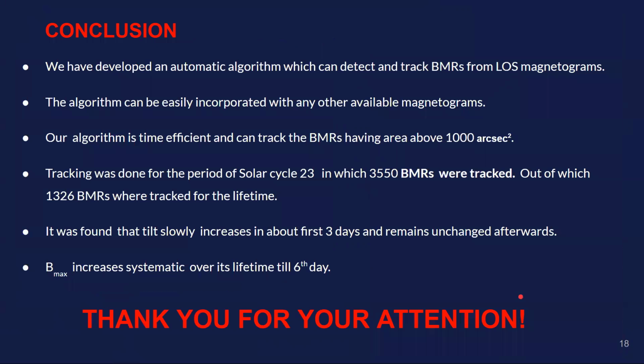So, to conclude, we have developed an algorithm that can automatically detect and track the BMRs from line of sight magnetograms. The algorithm is time efficient and can track the BMRs with an area above 1000 arc-second square. And the algorithm can be easily incorporated into any other available magnetograms. We have successfully run our algorithm for solar cycle 23, and we have identified and tracked 3,550 BMRs, out of which 1,326 BMRs were tracked for their lifetime.